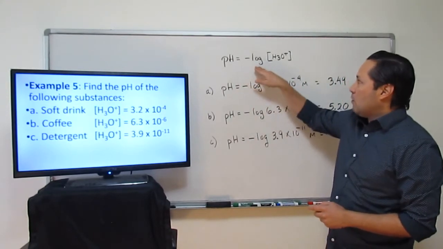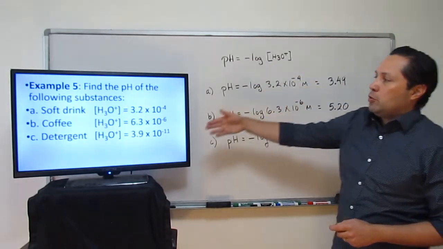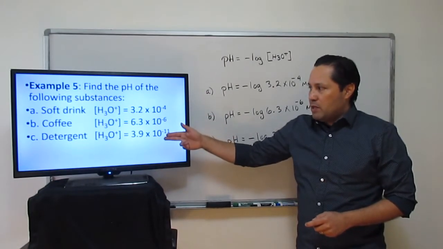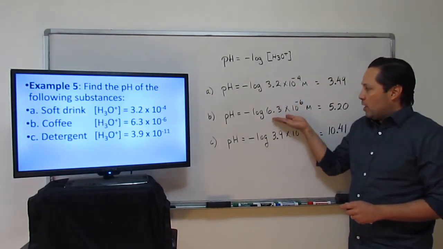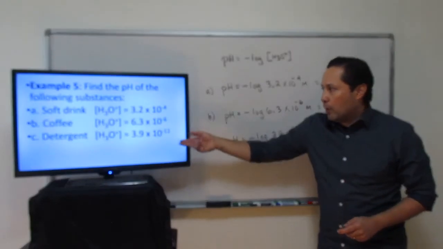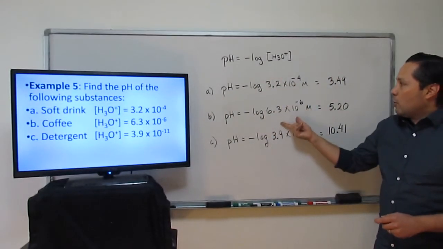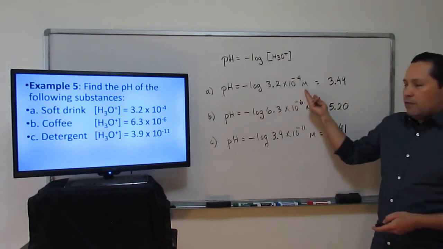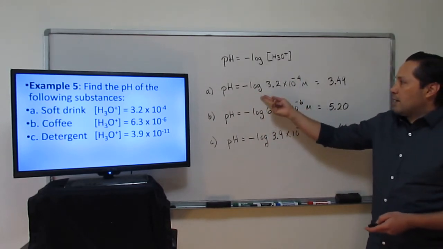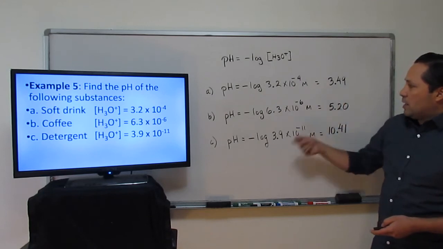pH is equal to the negative log of the hydronium ion concentration, which is given here for part A, B, and C here. So what I've done is I substituted the value for the hydronium ion concentration for parts A, B, and C, and all you've got to do is plug it into your calculator and place negative log of the value that was given to you. Once you press that negative log of this number, you press equal, you get the answer.